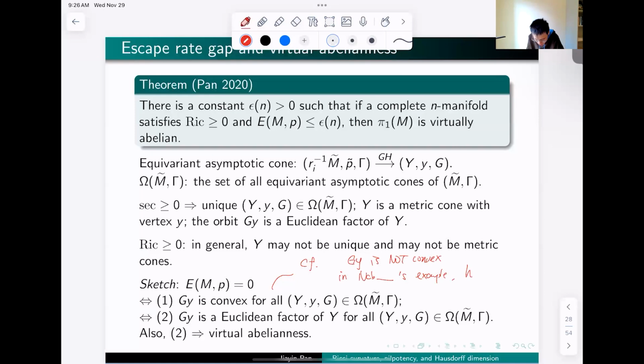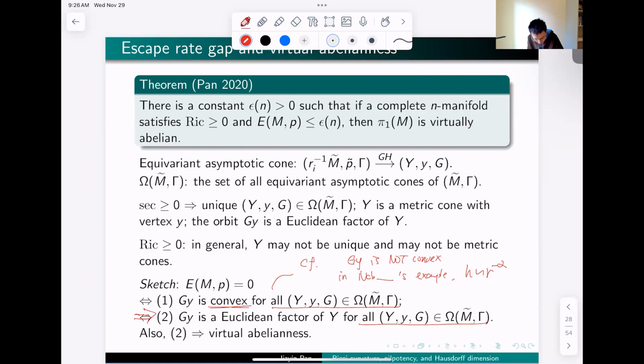If you take this h, it decays like r to the negative alpha, and once you get convex, well, this is actually harder than the first step. So you need to show that it's not only convex, but it's actually a Euclidean factor inside Y for all. So these are the properties that hold in all the equivariant asymptotic cones.